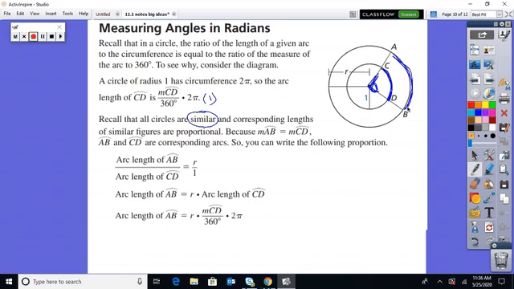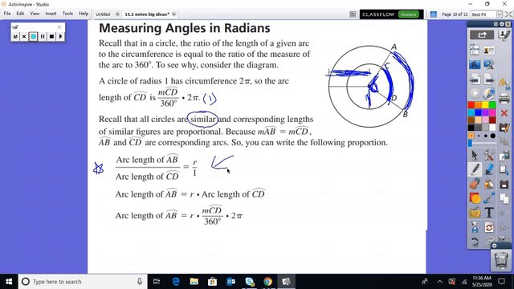And AB and CD are corresponding arcs, you can write the following proportion. The arc length of AB is to CD's length as R is to 1. So proportional because they are similar. Arc length of AB, so then we're just taking this formula and manipulating it how we want.